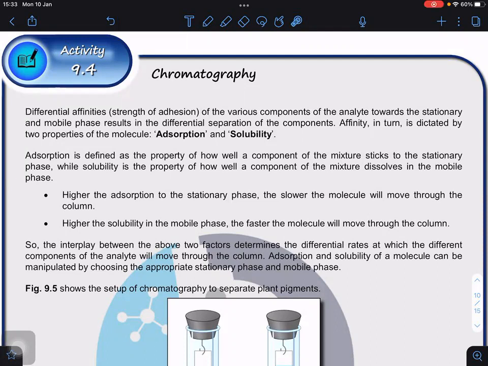Second, solubility. How solubility happens here is that we have to dissolve the pigment first. Try to imagine, if solubility is high, the pigment tends to dissolve in the solvent, so the solvent can carry it further. Clear now? Are you clear?